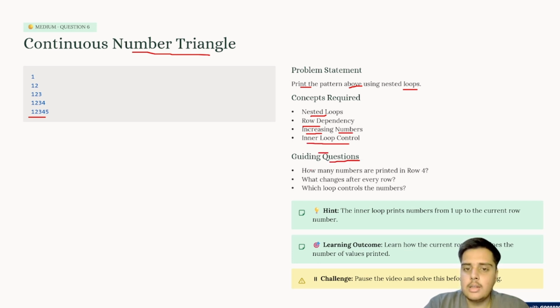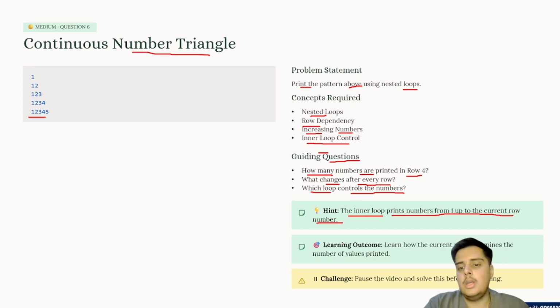Guiding questions are: how many numbers are printed in row 4? What changes after every row? And which loop controls the numbers? Hint: the inner loop prints numbers from 1 up to the current row number. Learning outcome: learn how the current row determines the number of values printed. So challenge: pause the video and solve this before continuing.